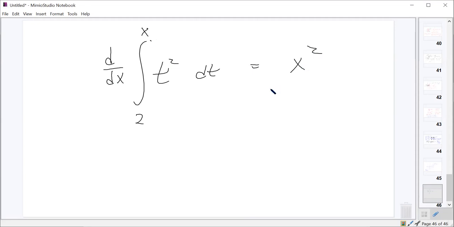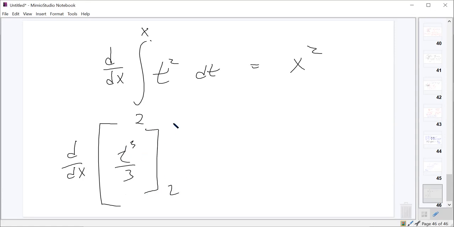It says that the derivative and the integral are just inverse operations of each other, effectively. So you can think about that for a function that's easy for us to integrate, like t squared. What's the integral of t squared? It's t cubed over 3. So I'm going to put my derivative out in front. I still have the derivative, I'm just doing the integral part. The integral of t squared is t cubed over 3. We're going to evaluate that from 2 to x, and then we're going to take the derivative of that.